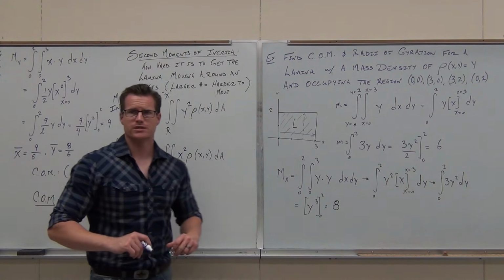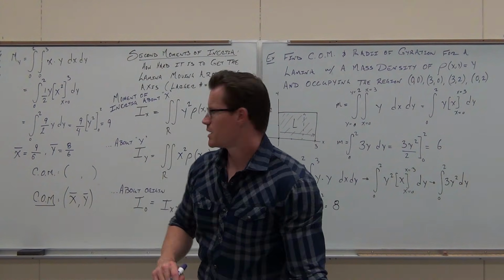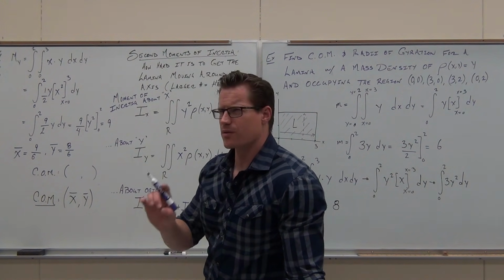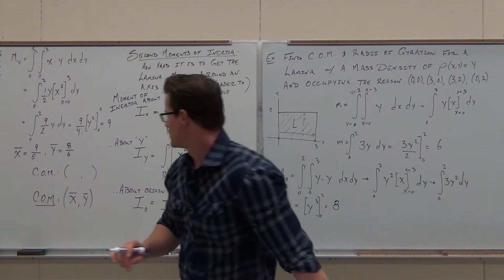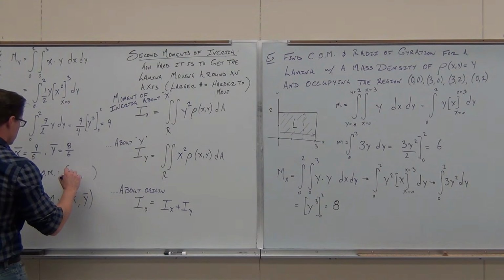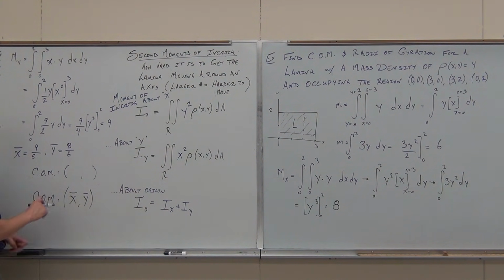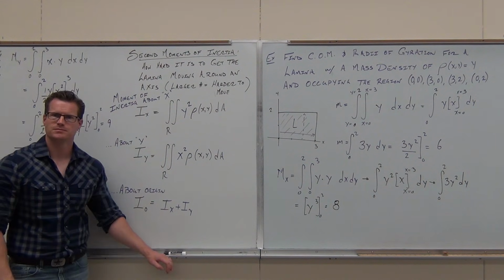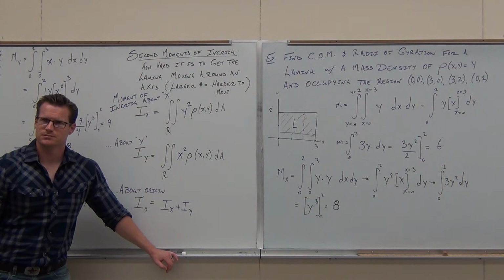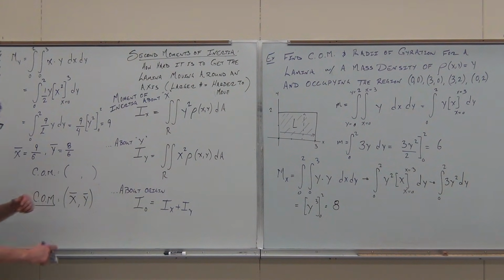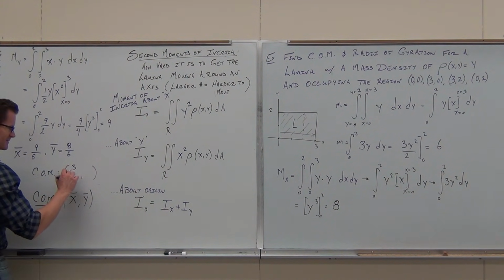Center of mass is always a point on your lamina. Tell me what the center of mass is, or what point the center of mass is at. 9/6, 8/6. Do we know how to simplify? Yeah. 3/6. You shame me. What is it? 3/2, 4/3.